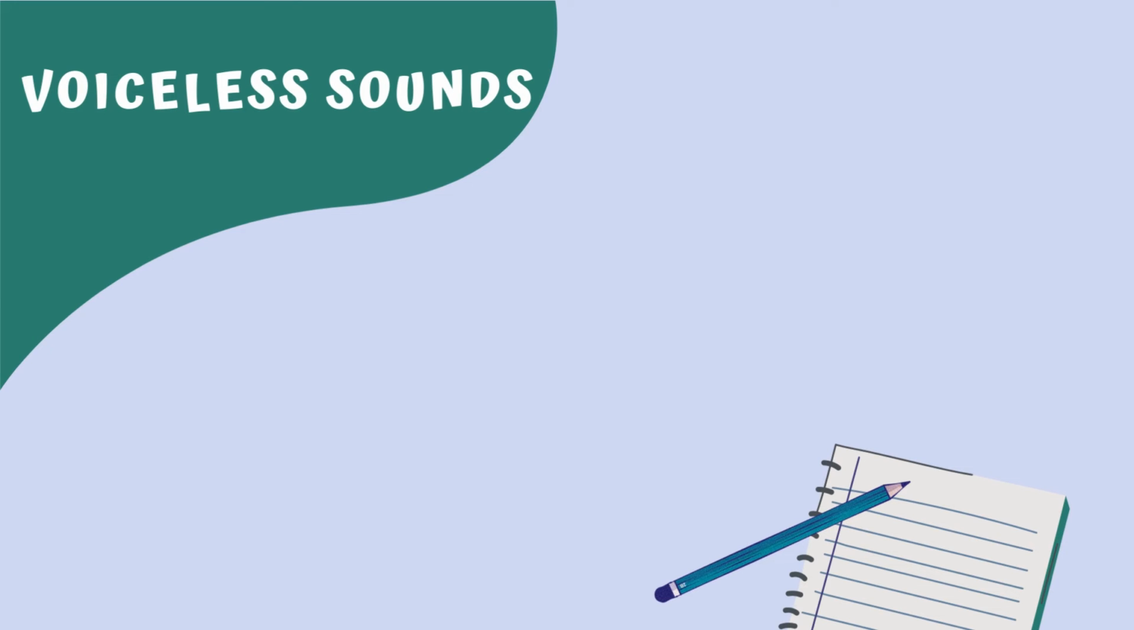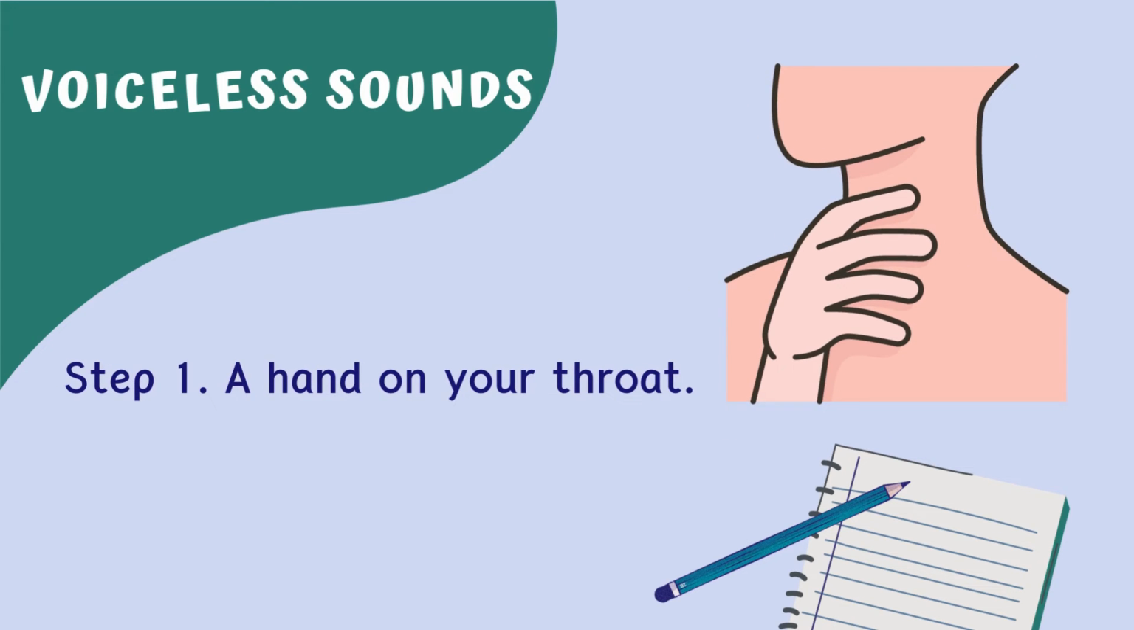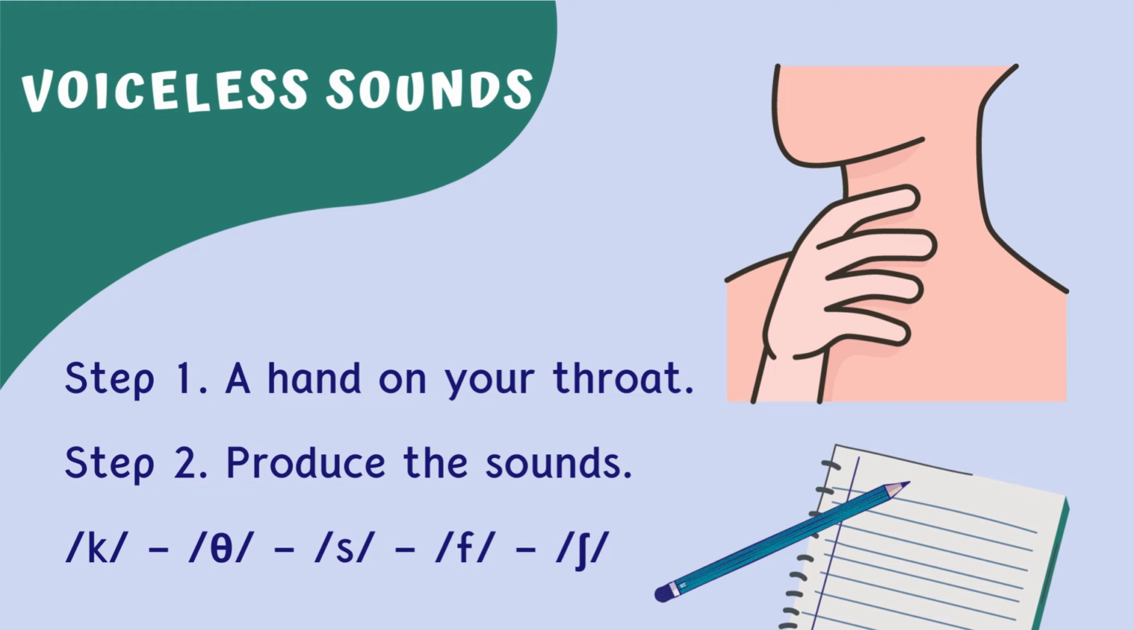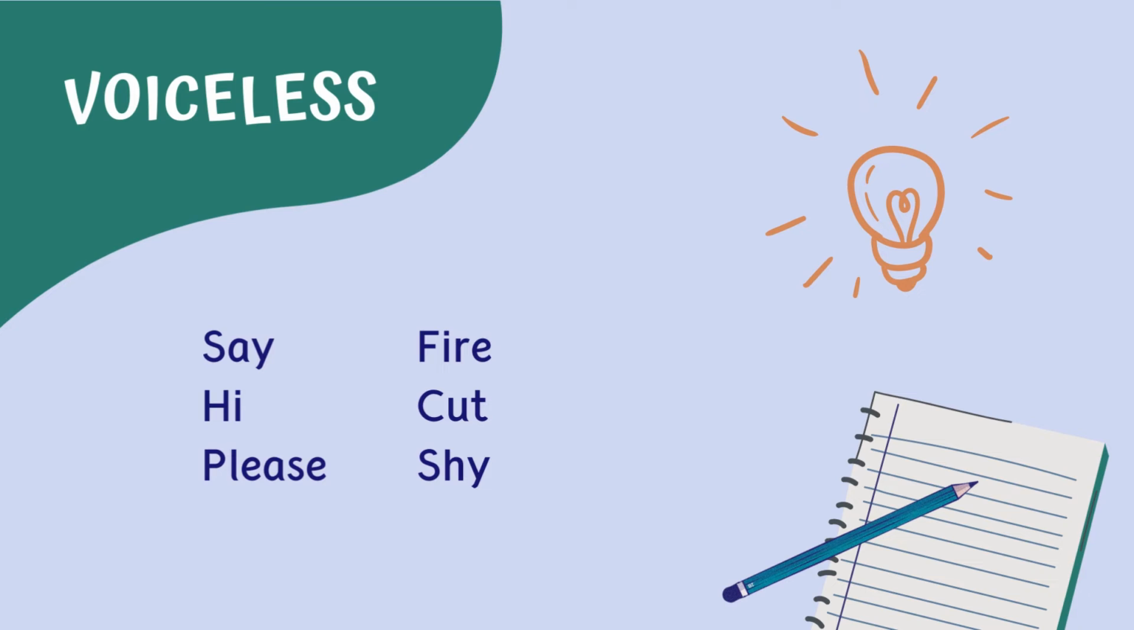Step number 1. Place your hand over your throat. Remember to do it gently and do not press so much. Step number 2. Produce the sounds with me. K, f, s, f, sh. If you did it correctly, no vibration was detected by your hand. So voiceless or unvoiced means that there is no vibration and the sound is remarkably weaker or quieter in comparison with voiced sounds.